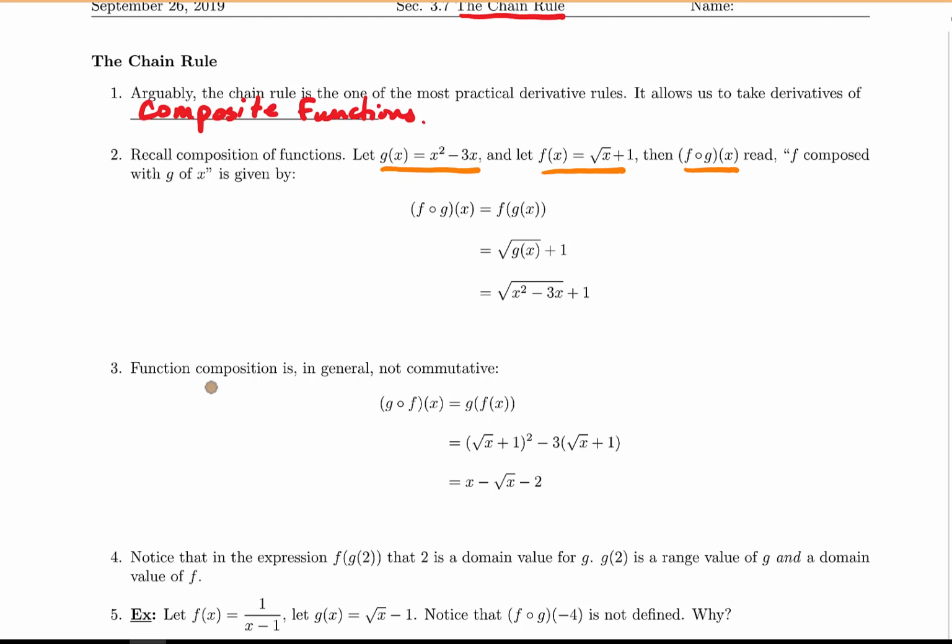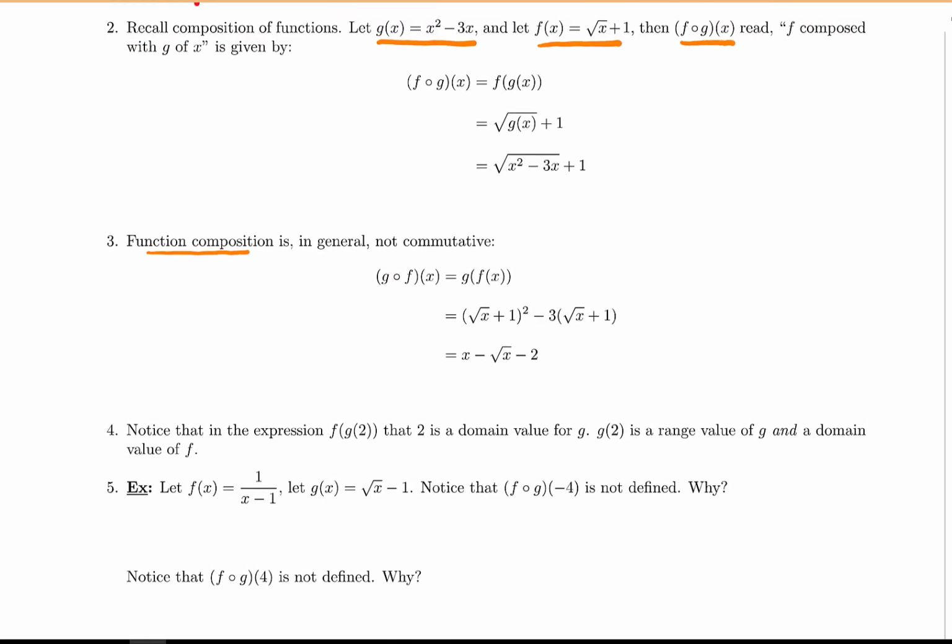I want to make the point that function composition in general is not going to be commutative. Generally, you can't just interchange it. Let's look at that. So keeping these two functions as before, the same g of x and the same f of x, let's find g composed with f of x.